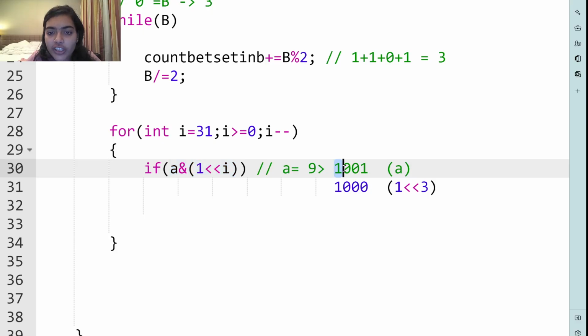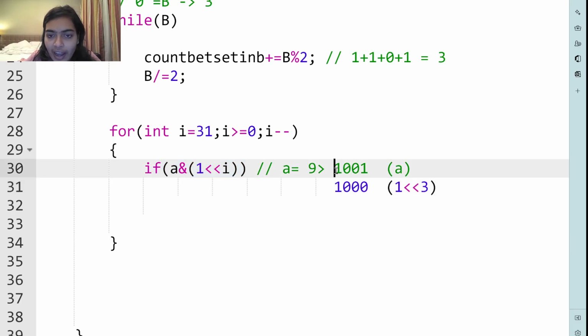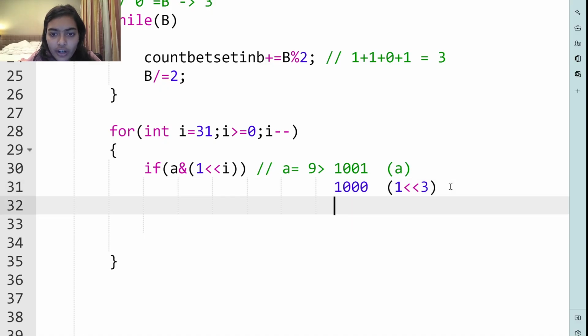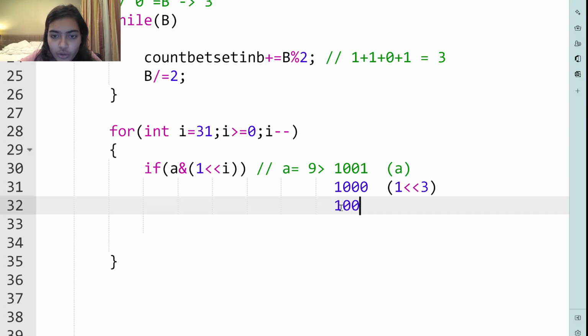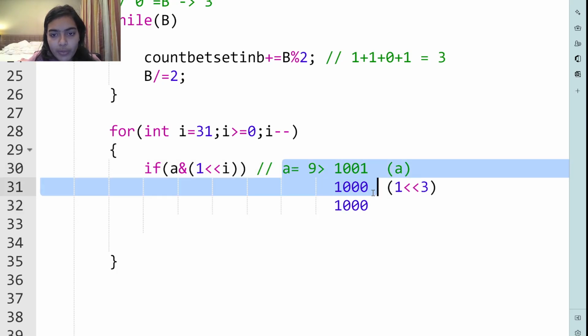Why am I doing this? Because I want to find if this bit is set in a or not. When I do AND, this will give me a non-zero value, because AND returns a non-zero value when you have 1 and 1, right? The AND of 1 and 1 is going to return a non-zero value. So what is going to be the output if I do the AND of these two? The output is going to be some non-zero value like this. So when this is a non-zero value, that means the bit is set.